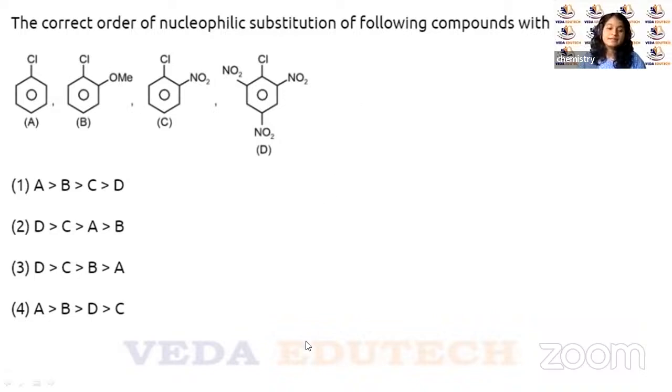Okay, children. So let's see what's given in the question here. I hope you all would have read the question. It's given here: what is the correct order of nucleophilic substitution of the following compounds with NaOH? So we are searching for a nucleophile, right? Nucleophilic substitution, so it's initiated by a nucleophile, right? So the nucleophile here is your OH minus. Yes, this is going to be your nucleophile.